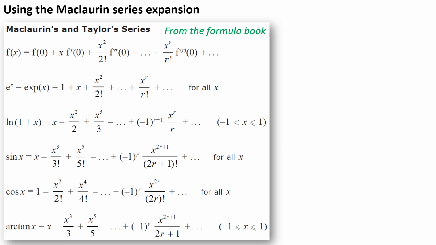So this is what you get in the formula book. At the beginning, you have the general Maclaurin series expansion in a format where you can just substitute in the values of f of 0, f dash of 0, and so on. You are also provided with the general expressions for the most common functions, e to the x, ln of 1 plus x, the one we've just done, sine of x, cos of x. They've also got arctan of x.